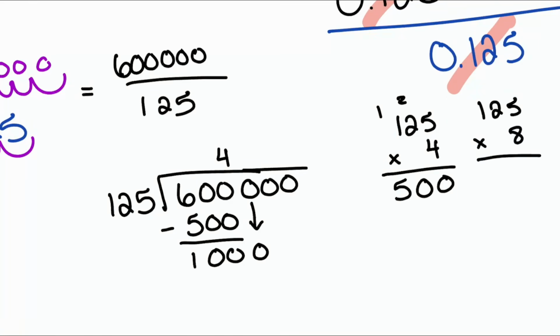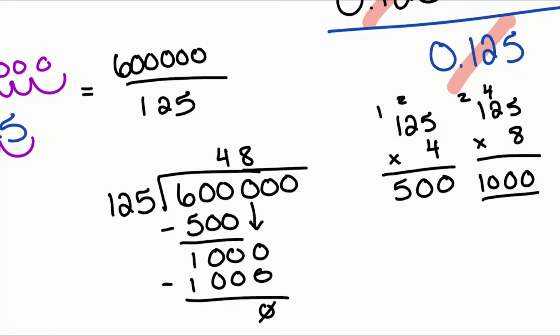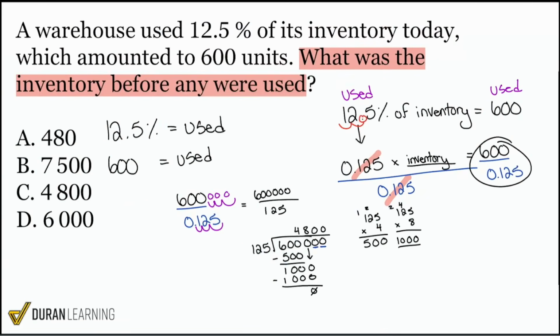125 times 8. 5 times 8 is 40, carry the 4. 2 times 8 is 16, carry the 4 is 20, carry the 2. And then 1 times 8 is 8, carry the 2 is 10, making the 1,000. So yeah, that would be 48 minus the 1,000, no remainder left. But notice that we have 2 zeros left. So that would be 2 zeros that we would place at the end, making our final answer not A, but the final answer is actually C, 4,800, my party people. And there it is.